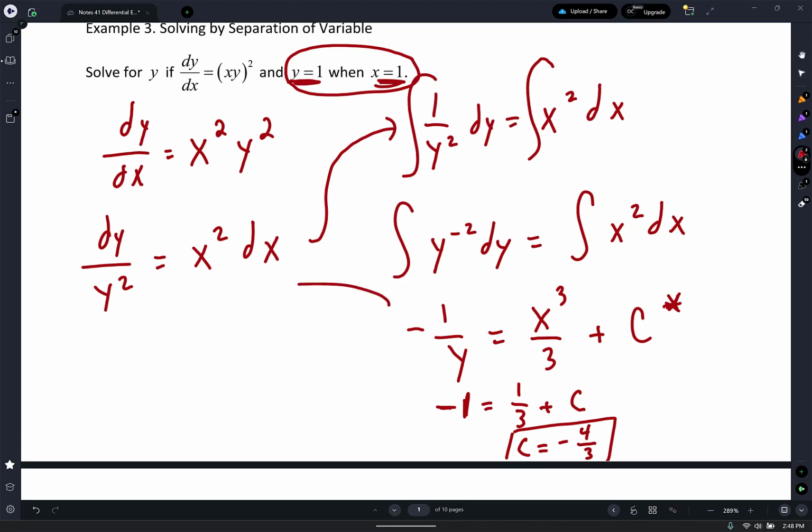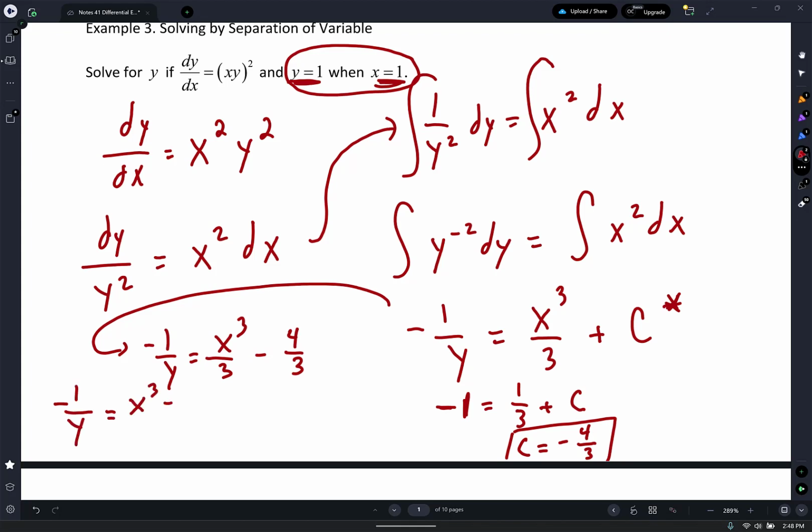I come back to where I was. And here we go. I'm going to write negative 1 over y equals x cubed over 3 minus 4 over 3. Are we still okay? I notice a common denominator. Let's use our algebra skills. Try to write small. x cubed minus 4 over 3. Can I do that? Okay, so catch up to there.